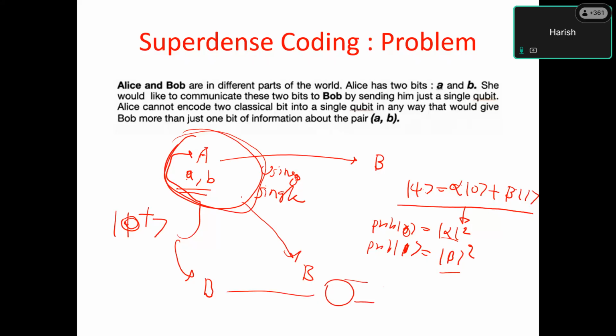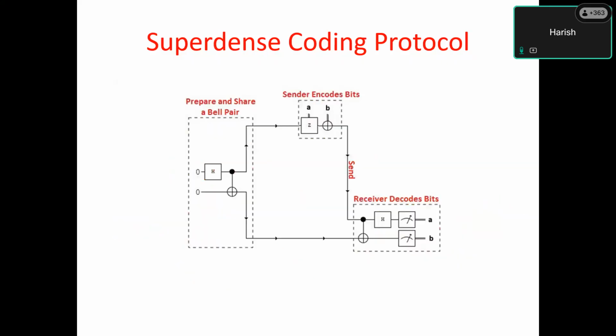So the idea here is that Alice wants to send two bits of information using a single qubit. How can we do it? We can see in the protocol scheme here. The sender is Alice. Alice wants to send these two bits of information, A and B, to Bob, and she has only one qubit.